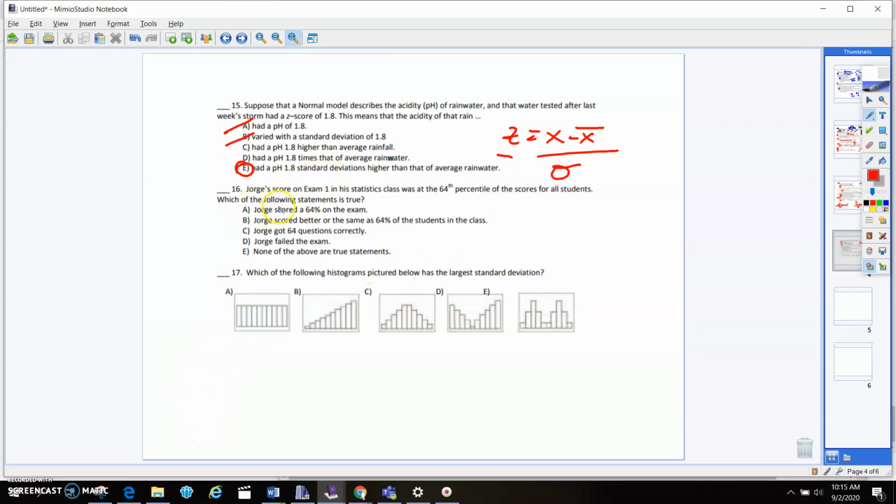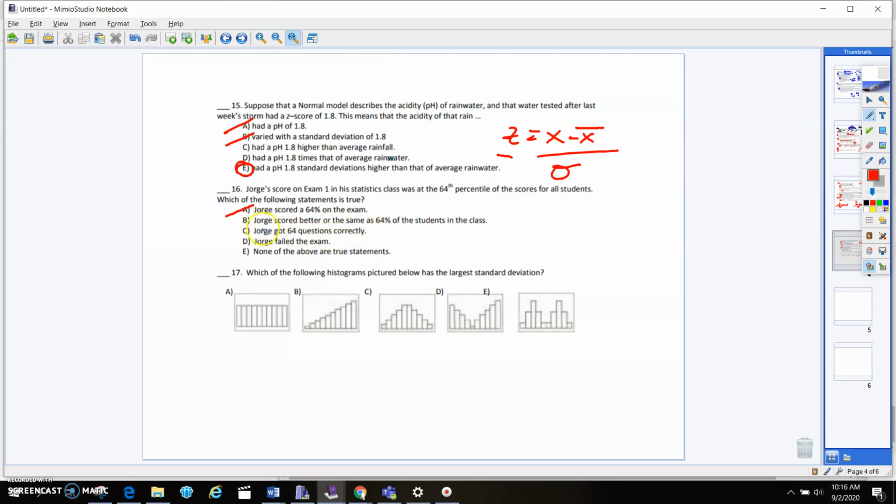All right, so George's score on exam 1 in his statistics class was at the 64th percentile of the scores for all students. Which of the following statements is true? Is George scored a 64 on the exam? No, when we're talking about percentile, we're not talking about what he actually scored. He scored in the 64th percentile. And this is referring to that normal distribution, right? George, or Jorge, yeah, scored better or the same as 64% of the students in the class.